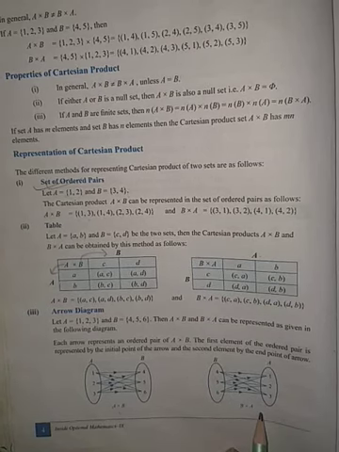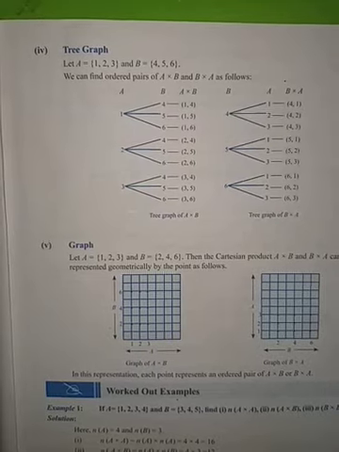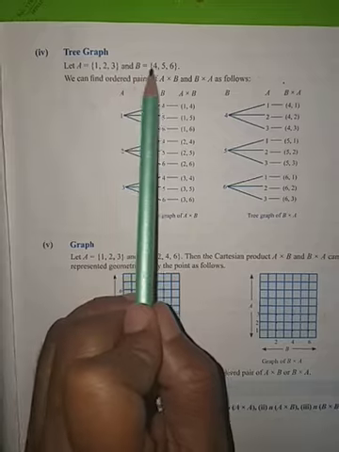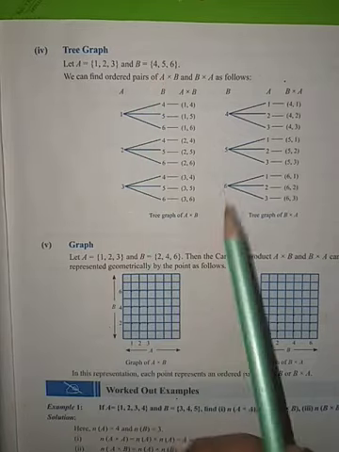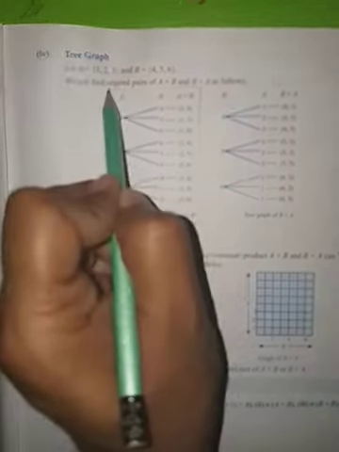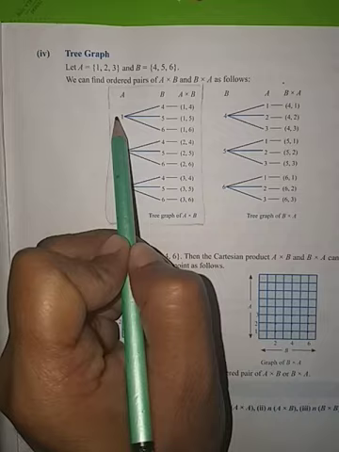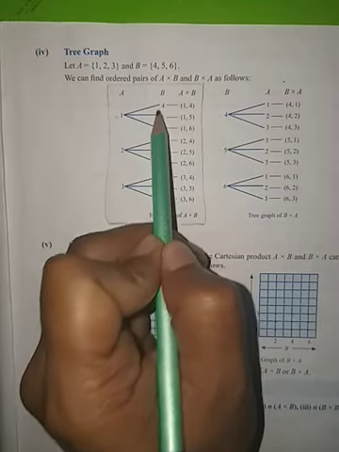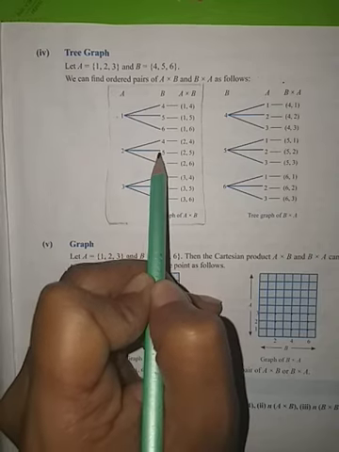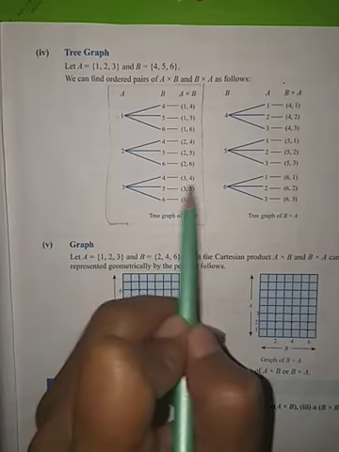In case of tree diagram, just note it here, the set A is 1 comma 2 comma 3 and B is 4 comma 5 comma 6. So this is the tree diagram of A cross B here. For A, you write the element of A here, that is 1, and then write all the elements of set B, and then the second element of set A and all the elements of set B, and the third element of set A and all the elements of set B. Then you can easily write this.